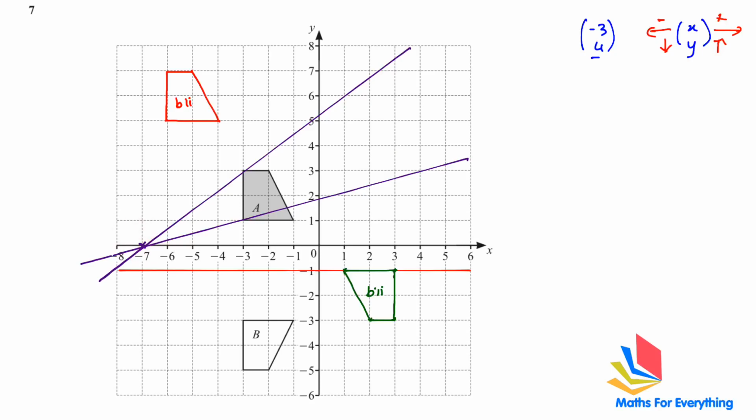Now let's count the squares. 1, 2, 3, 4. So from the center to this vertex, the distance is 4 squares. Our scale factor is 2. So 4 multiplied by 2, 8. So 4, 5, 6, 7, 8. This is one point. The other, the same way we will count. 1, 2, 3, 4. So 5, 6, 7, 8. This is your second point.